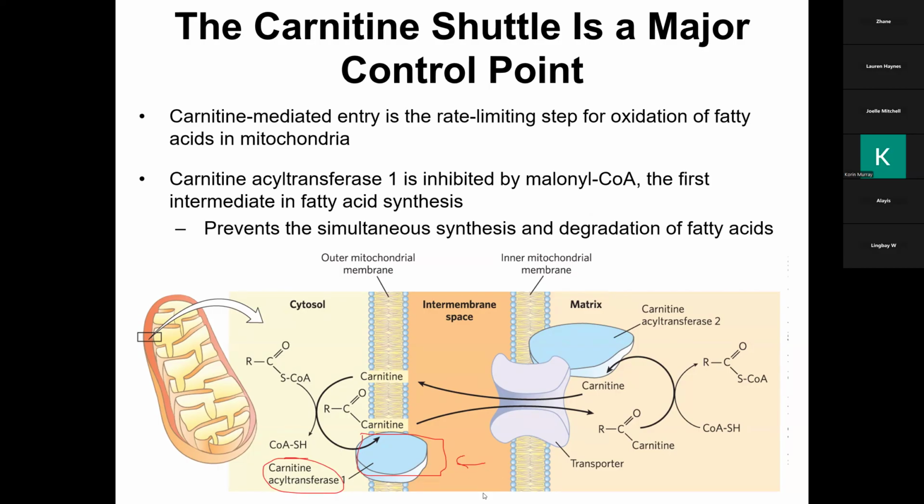This is kind of like step 1 of fatty acid beta oxidation, in that it's not part of the beta oxidation, but it's like a pre-step. If you don't want to burn fatty acids right now, then the best one to inhibit is this very first step, and you can keep your fatty acid in the cytosol to build.